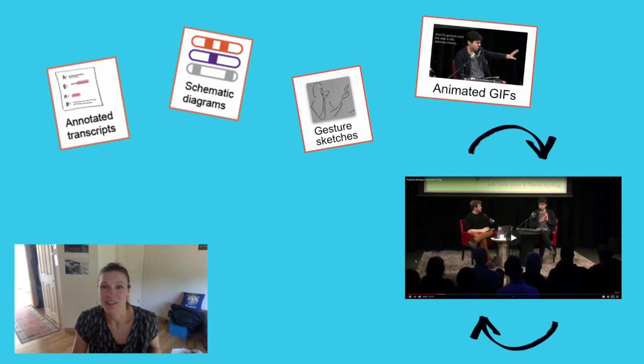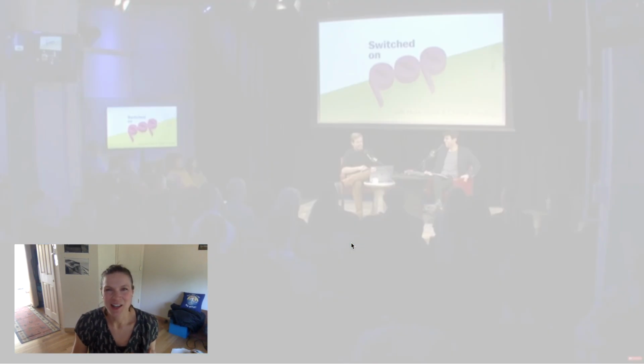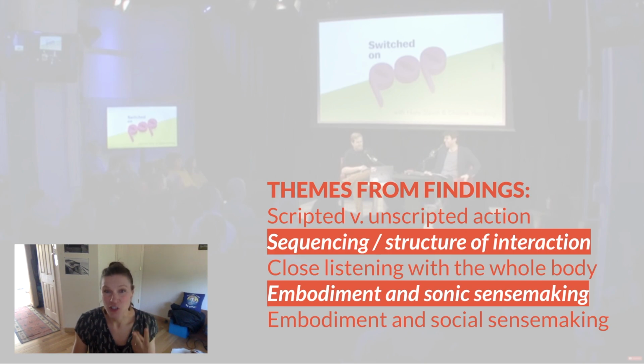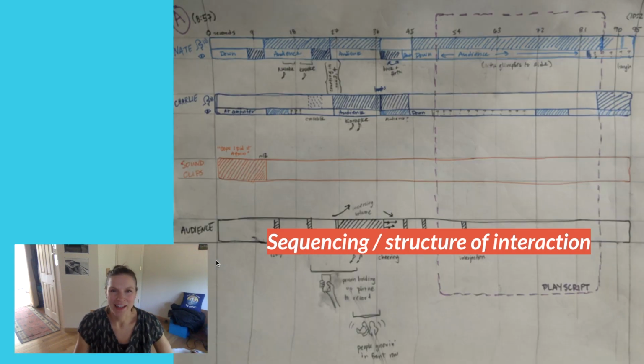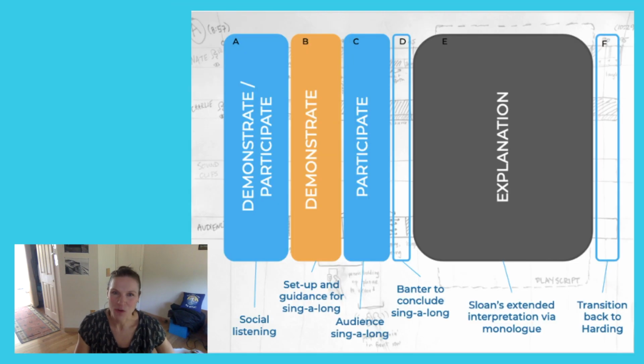Through all of this, what did I find? My analysis uncovered many themes, but here I'll touch on two. One, the sequencing of interaction, and two, the role of embodiment in sonic sensemaking. This is a structural diagram I drew analyzing the interactions of the clip, and here I've abstracted it into a sequence. First, the hosts and audience participate in a shared act of social listening, demonstrating what close listening looks like.